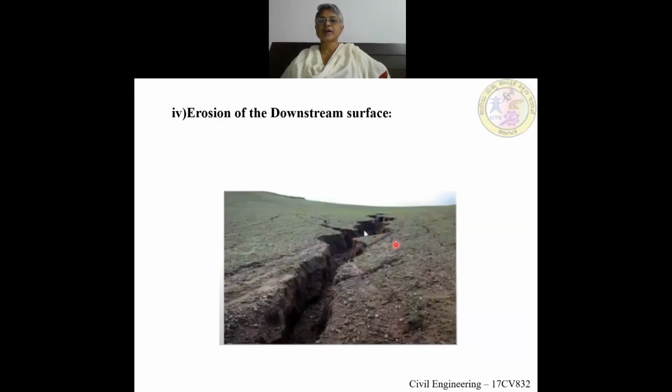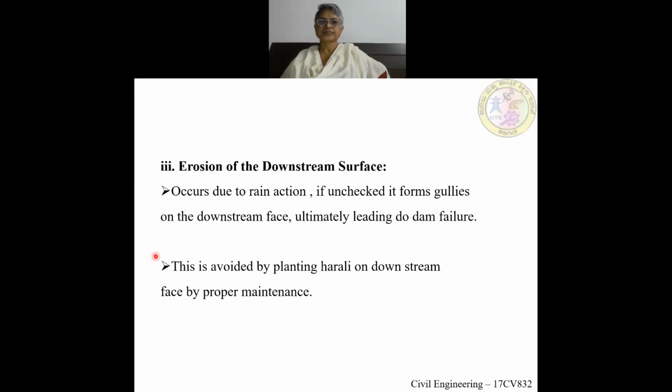This can be prevented by planting some harali. Harali is a type of grass which will be grown on this downstream side. So we have to plant harali to avoid this erosion of the downstream face. This is due to rain action. If this is not checked properly, gullies are formed on the downstream face, ultimately leading to dam failure. To avoid this, plant harali on the downstream face, and also by proper maintenance, the gullies can be avoided.